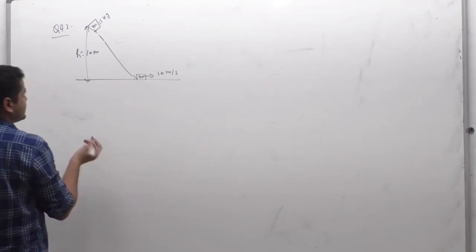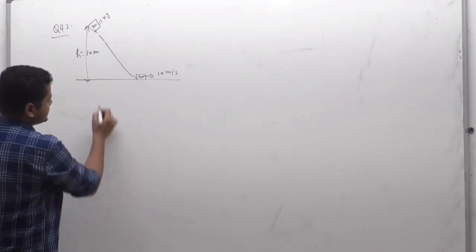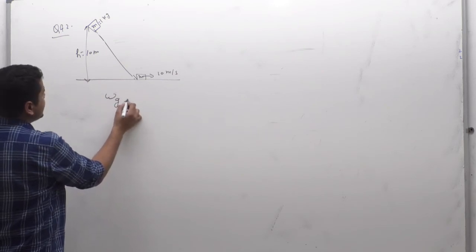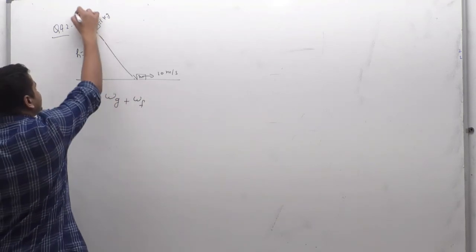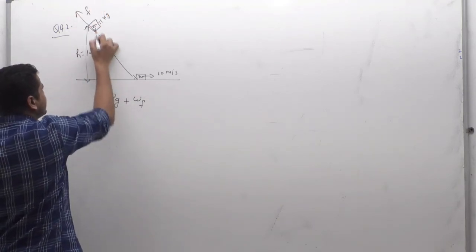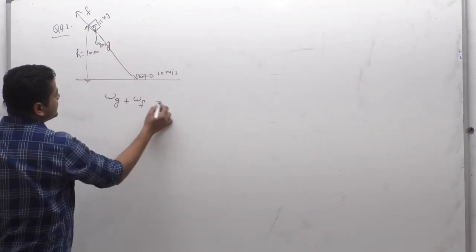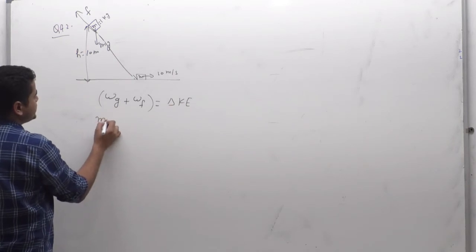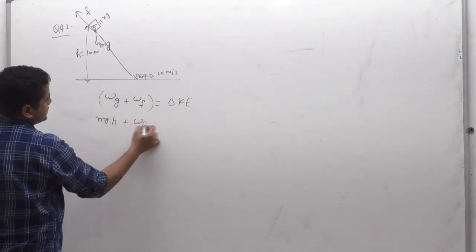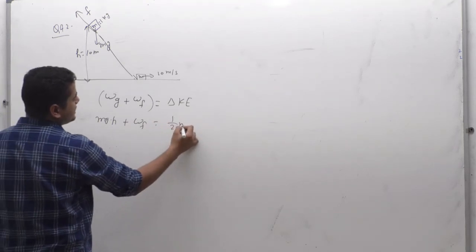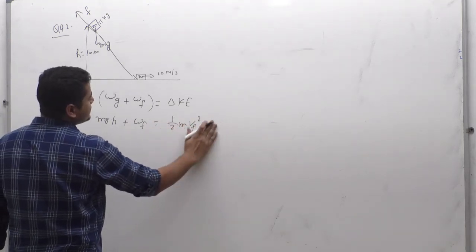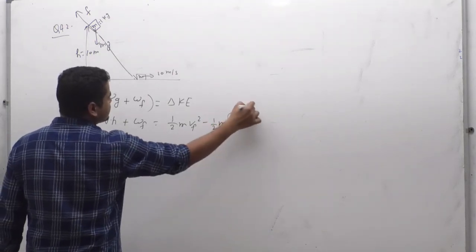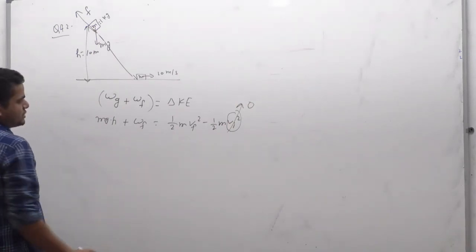To find the work done by friction, simple. We can apply the work energy theorem. There are two forces doing work, one is gravity and one is friction. Friction always acts in this direction and gravity is acting along this direction, mg. Work done by all forces equals change in kinetic energy. Work done by gravity equals mg into h. Work done by friction we don't know, equals change, which means half mv final squared minus half mv initial squared. Initially the speed is not given, so we consider it to be zero.